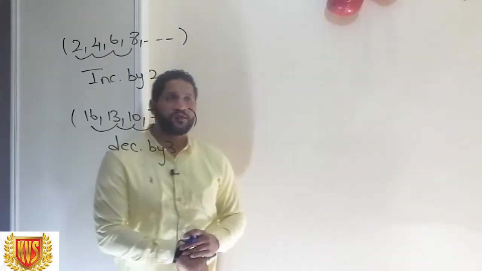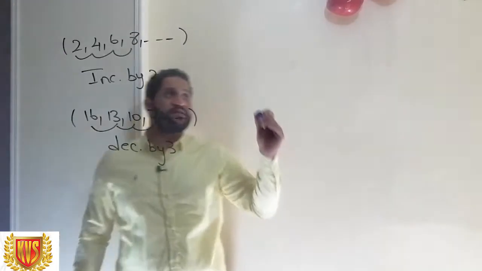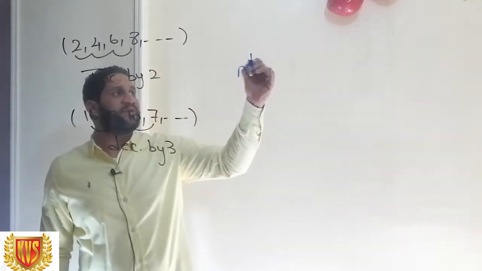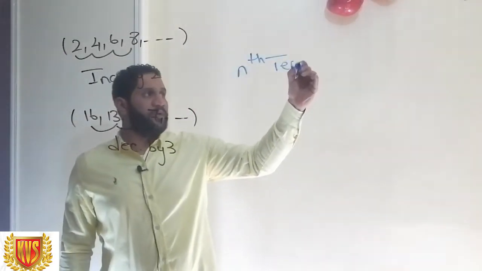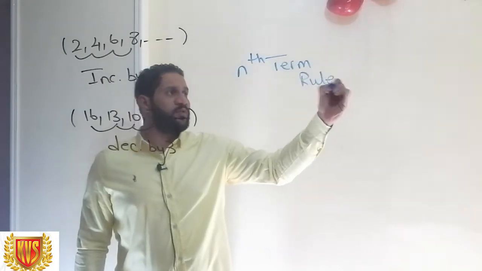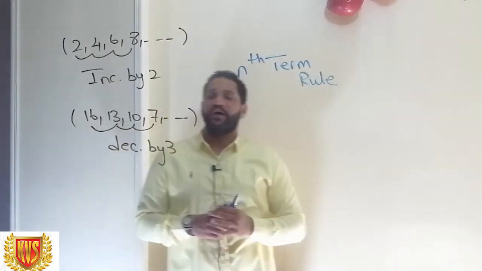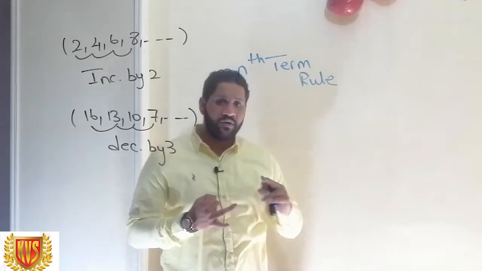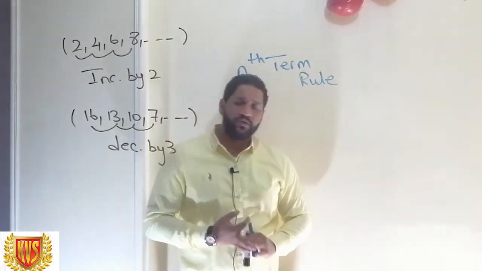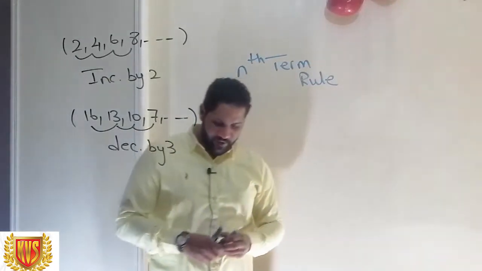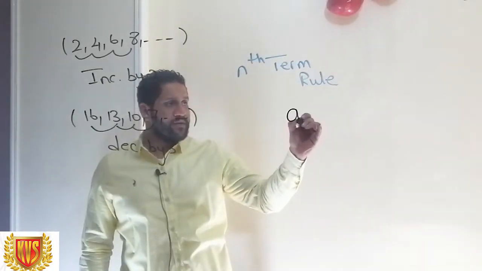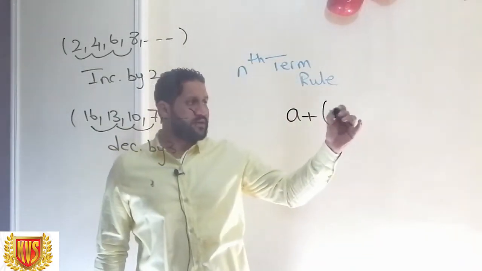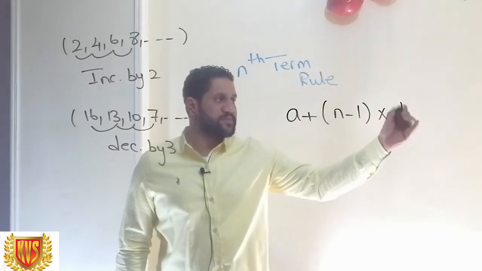To deal with the sequence, you must know its rule. It has something called the Nth Term Rule. What's the Nth Term Rule? It's a rule that helps you to find the order of any term, the value of any term, and also the difference and the first term. The rule is a plus bracket n minus 1 times d.